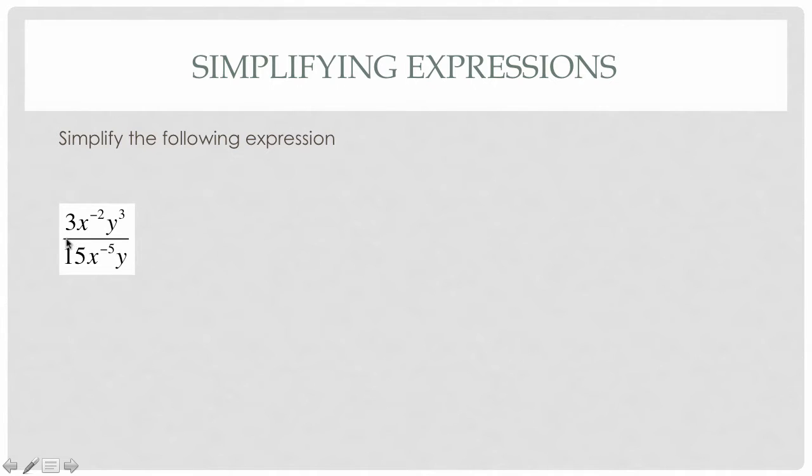All right, this one's probably going to involve the quotient property. Got some division, I got a fraction here, and I got some negative numbers to deal with. So let's talk about how to simplify this one out here. I'm going to first write it out in expanded form to help me see. So we've got 3 over 15 times x to the negative 2 over x to the negative 5th times y to the third over y.